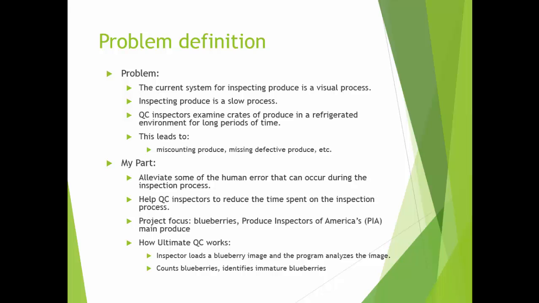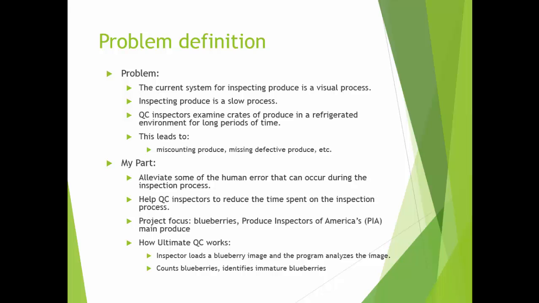Most of the modern-day practices used to inspect produce are visual. This is a slow process where inspectors examine crates of produce in a refrigerated environment. Spending long periods of time in a refrigerated environment can take its toll on the inspectors. They can miscount the produce, overlook defects, such as mold, or enter typos into their reports, to name a few examples. For this project, I developed a program to help alleviate some of the human error that can occur and help reduce the time spent on the inspection process.